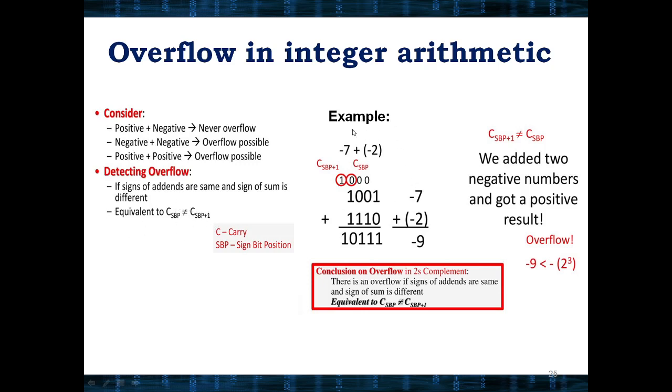For this, we will take the example of minus 7 plus minus 2. The answer should be minus 9. Here both are negative values, so we have to take the 2's complement value. Minus 7's 2's complement is 1001, and minus 2 is 1110. Then add these two. According to this second rule, 1 plus 0 is 1, 0 plus 1 is 1. There is no carry here. Now this is a carry which is going to the next stage.